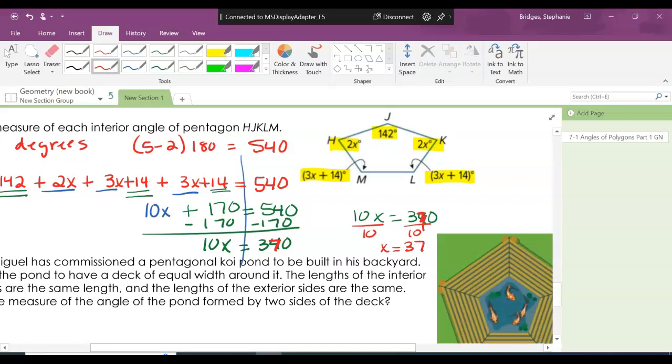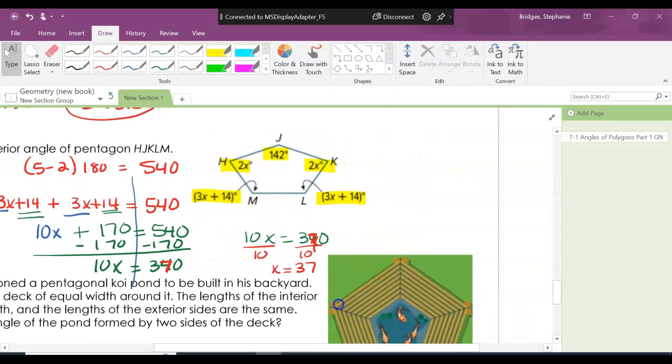What do you think I need to do now to be able to find the measure of each angle? Plug it in, yeah. So let's start with H. The measure of angle H is going to be 2 times x. We found out that x was 37. So what is that? 74, okay. We already know J, don't we? There's nothing to plug in there. Okay. What about K? What is K the same as? H. So we already found out that that is 74 as well.